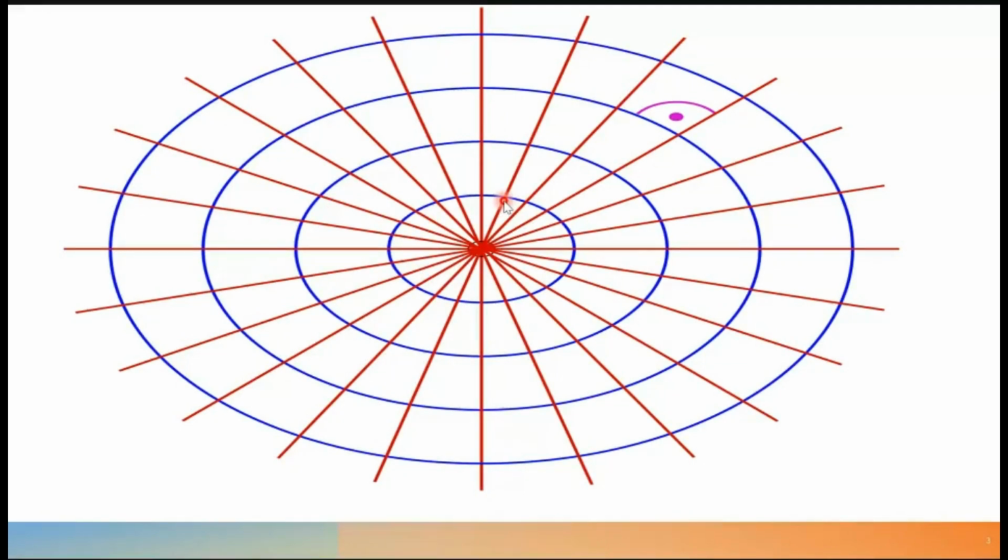In this whole topic, we will be given one curve, and we have to find another curve which intersects that particular curve at right angles.